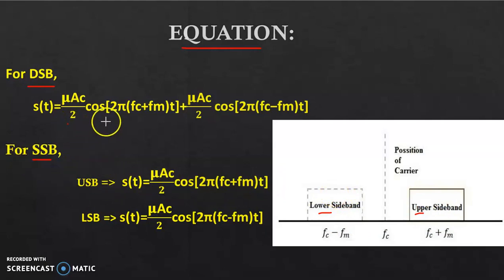Here, the carrier signal is added in this waveform, and in SSB the carrier signal is completely removed. This is known as USB and this is known as LSB. Without any carrier, it is divided into LSB and USB.